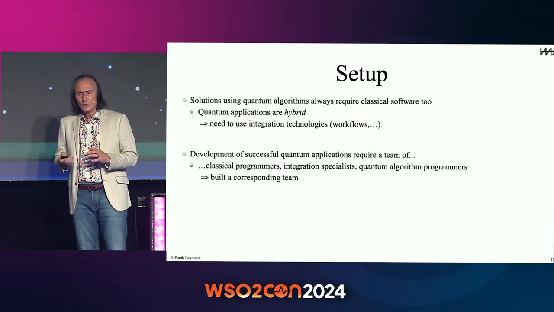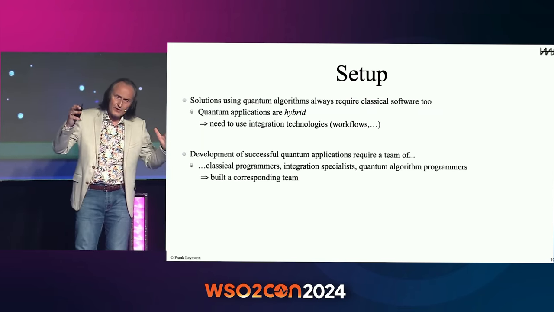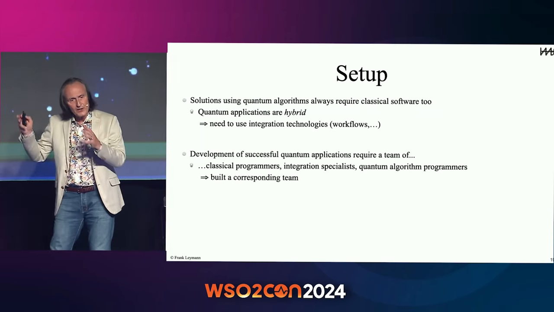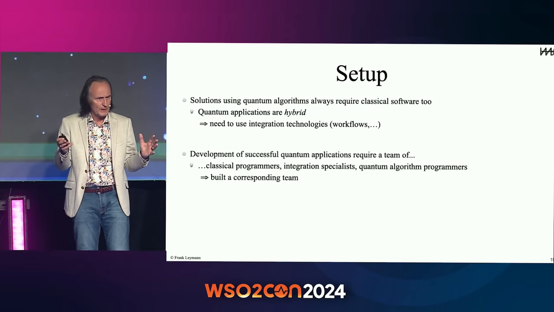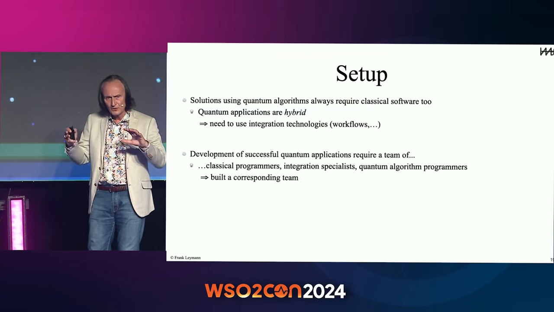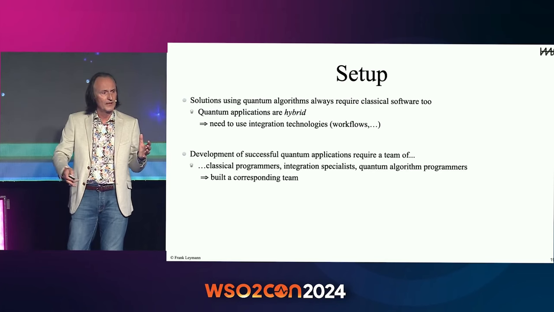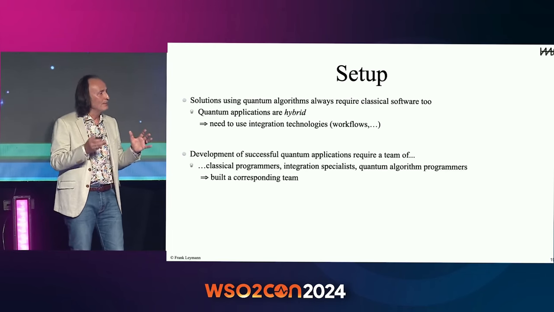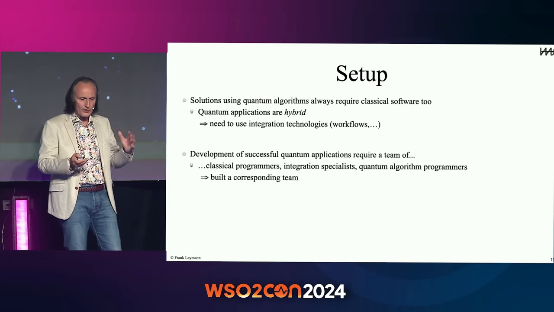And in order to do that, you need a team that brings together classical programmers, integration specialists, as well as quantum algorithm specialists, in order to build these kinds of new applications. And you need to build a corresponding team. And they need to try to speak the same language. This is what we found out over the last couple of years, when we built this kind of apps. It's damn difficult to build teams that speak different languages so that they jointly work on one and the same problem.